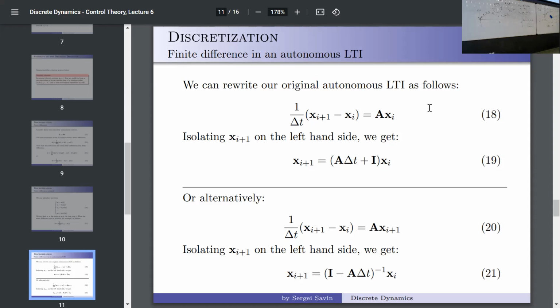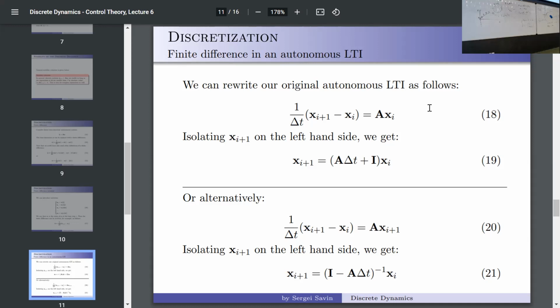Finite difference, let me just reiterate, is when we have a derivative and instead of it we write the next element minus the previous element divided by the distance. That's what we call finite difference. In this case, x sub i plus 1 minus x sub i divided by delta t. Okay, and we get expression 18. Now, expression 18 is actually more or less a definition of a discrete system.